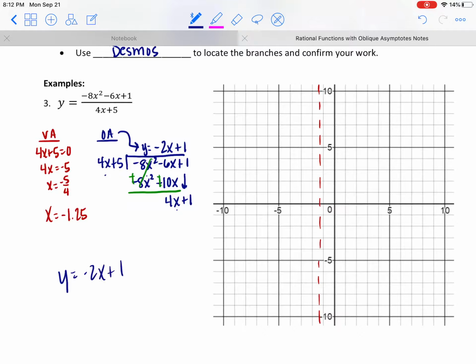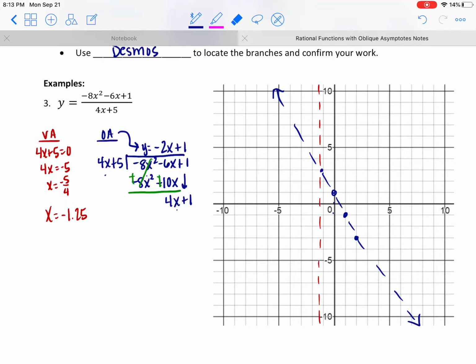So y equals -2x plus 1 has a y-intercept at 1. So I'm going to make a point there at 1. And then if my slope is -2 or -2/1, that means I can go down 2 and right 1 to make my next point. And I can do that as many times as I need, and I can work backwards here so that I can try to graph my oblique or slanted asymptote. Okay, so there's those guys.